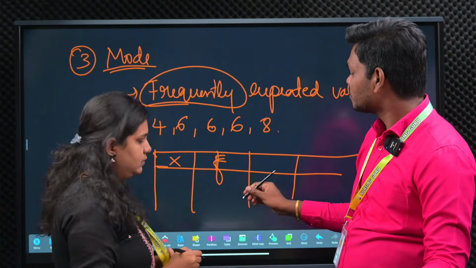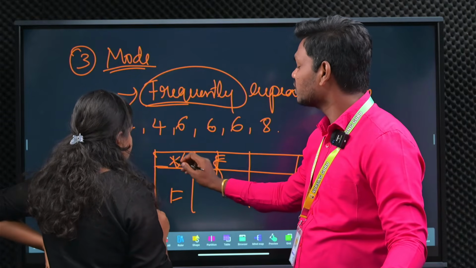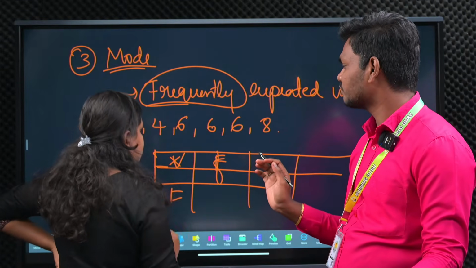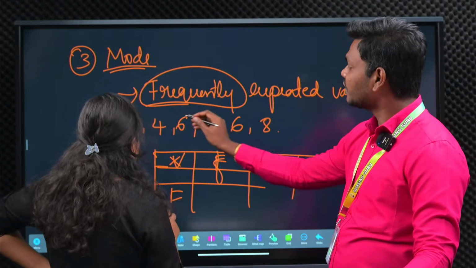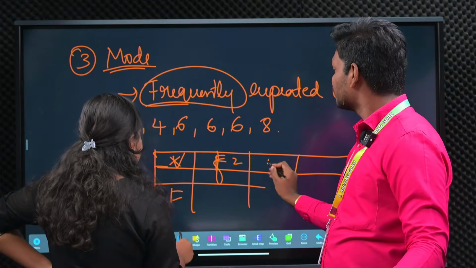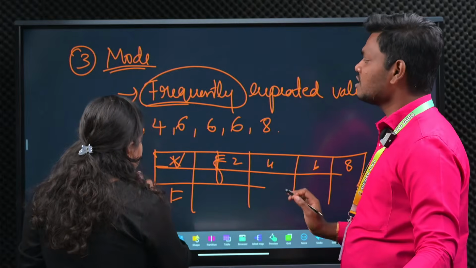So okay, you can write it here: frequency. You can write it here: value. Write it in sentence form only. If you have difficulty, you can make it in sentence form. For example, what are the values they have given here? Like 2, 4, 6 and 8. This is mostly the values they give here.